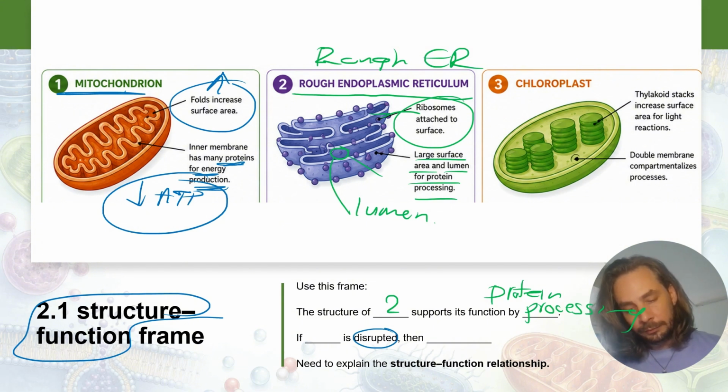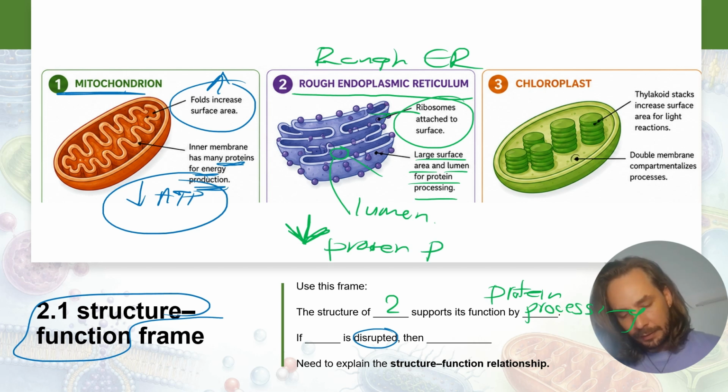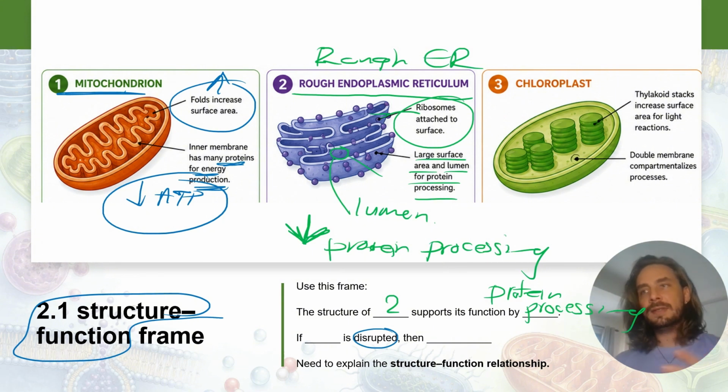If the rough ER is disrupted, then we will have a problem with protein processing, okay? So you need to understand that if there is a disruption, then its function is going to be affected.